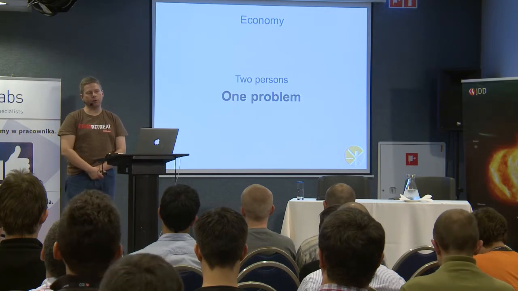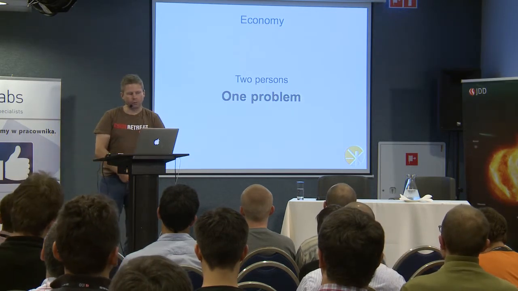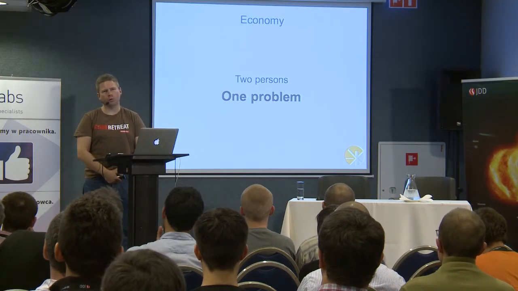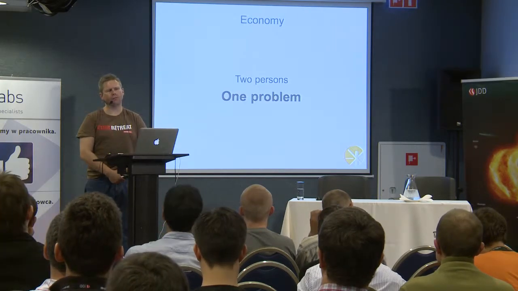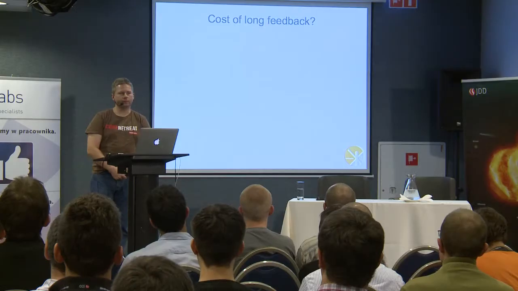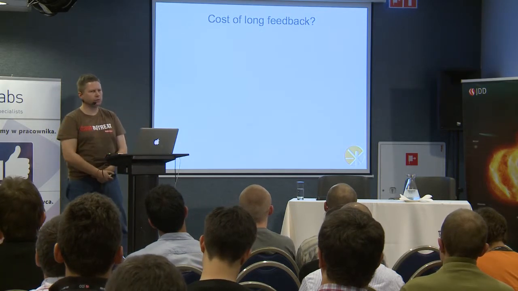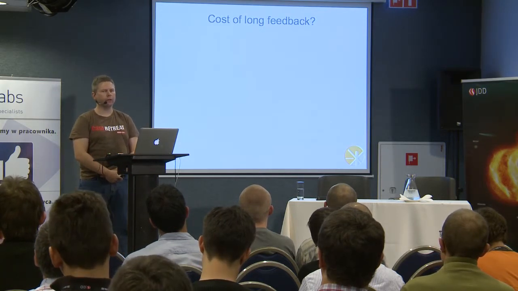There may be other people who are really smart and solve it better on their own, but most of us, we're not so smart. About 50% of us are below average. So we're not so smart, unfortunately. So 1 problem, 2 persons, better solution. So one question you have to ask is, what is the cost of long feedback?